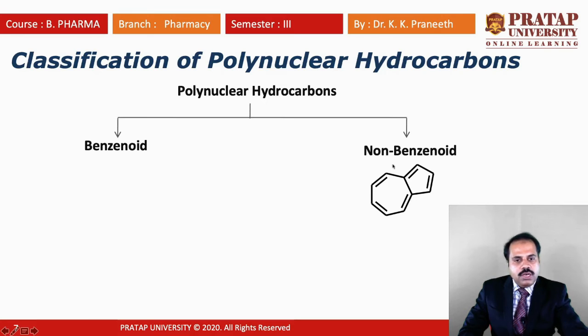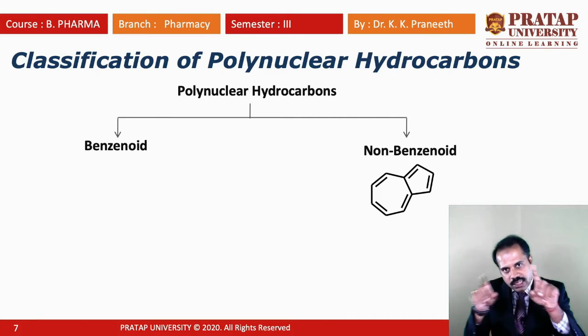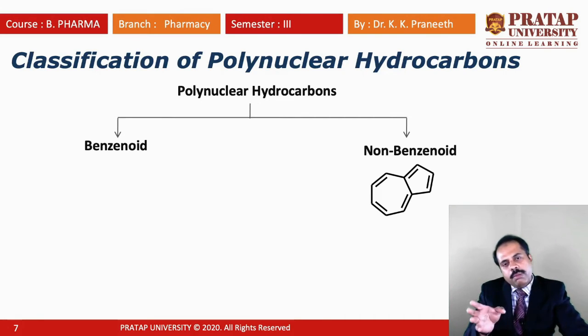Or non-benzenoid ring: it does not have a 6-membered ring. Benzene is a 6-membered ring, and non-benzenoid may have a 5-membered ring or a 7-membered ring. You can see in this structure a 7-membered ring; you can count 1 2 3 4 5 6 7. And this is a 5-membered ring: 1 2 3 4 and 5. So this is 5 and this is 7. This is a non-benzenoid compound, but it is a polynuclear hydrocarbon because it has a flat structure and it is a fused one.